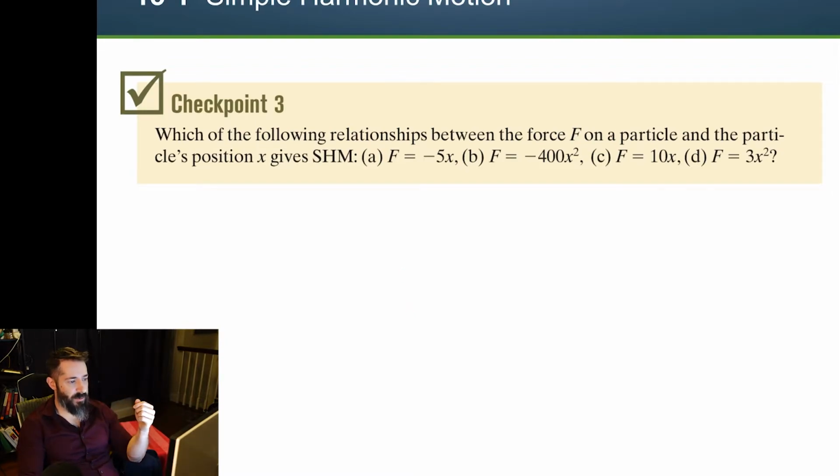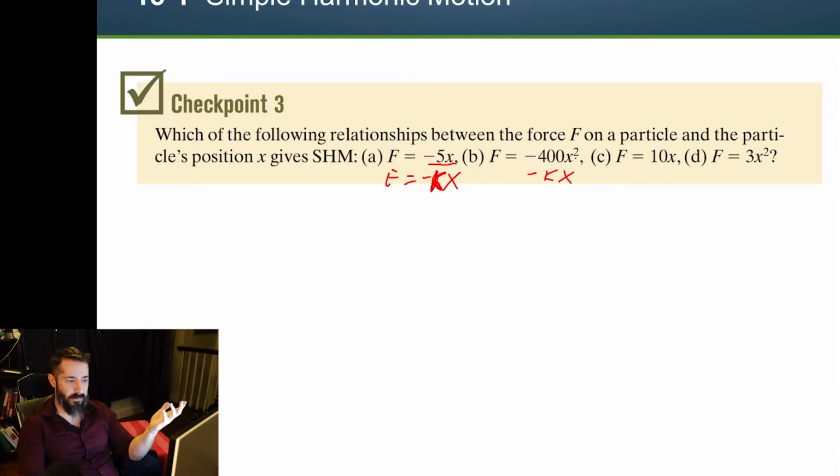Which of the following relationships between the force F on a particle and the particle's position x gives a simple harmonic oscillator? So basically, what they're saying here is F equals negative kx. If I can draw this properly, looks a little goofy. So obviously this fits it pretty well, right? We have a negative sign out here. We have a coefficient of 5 that fits in the variable here for k, and then you have a portion of x.